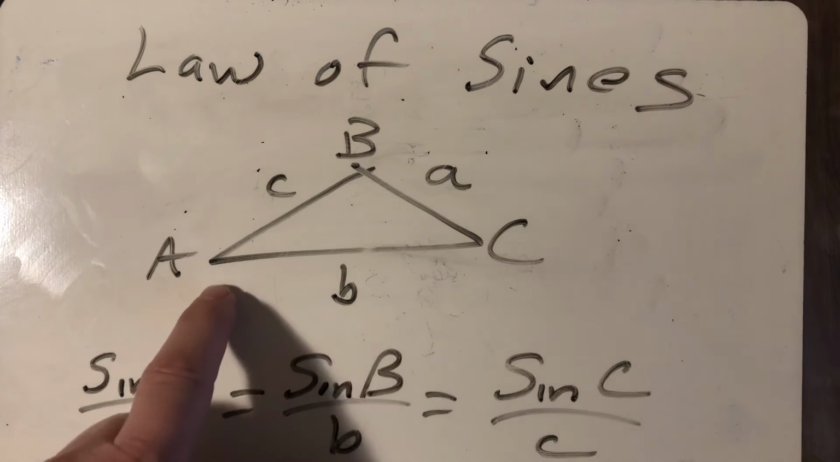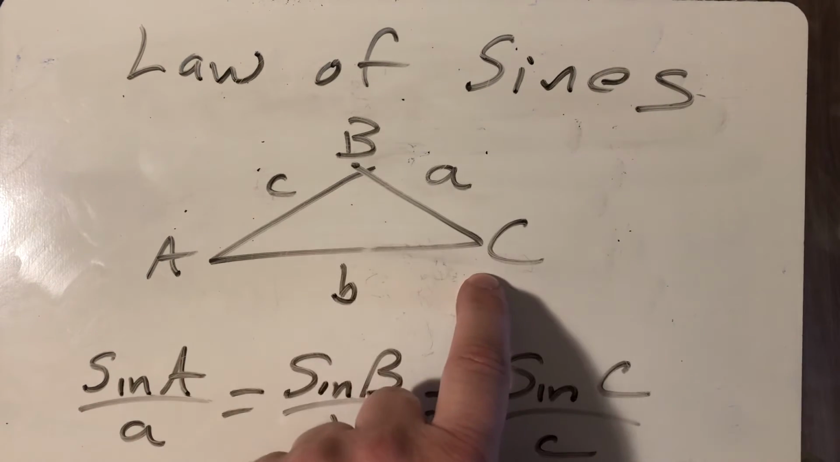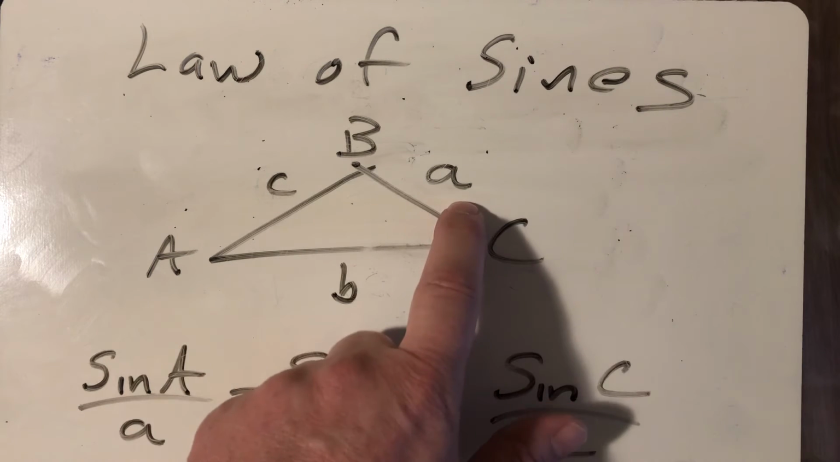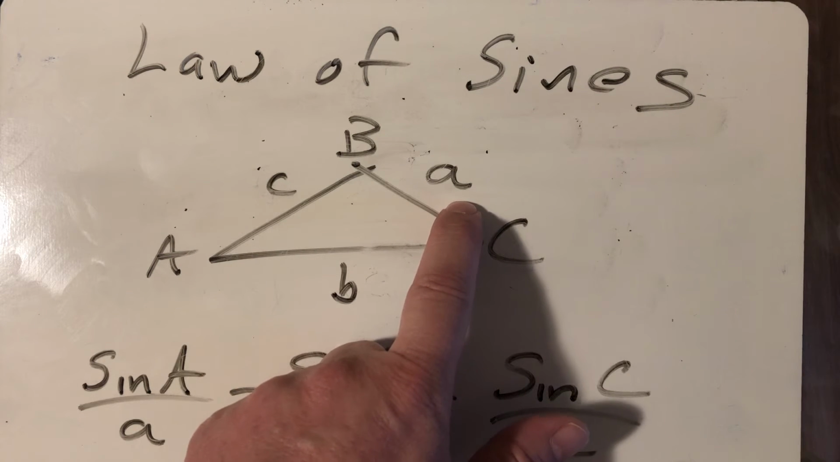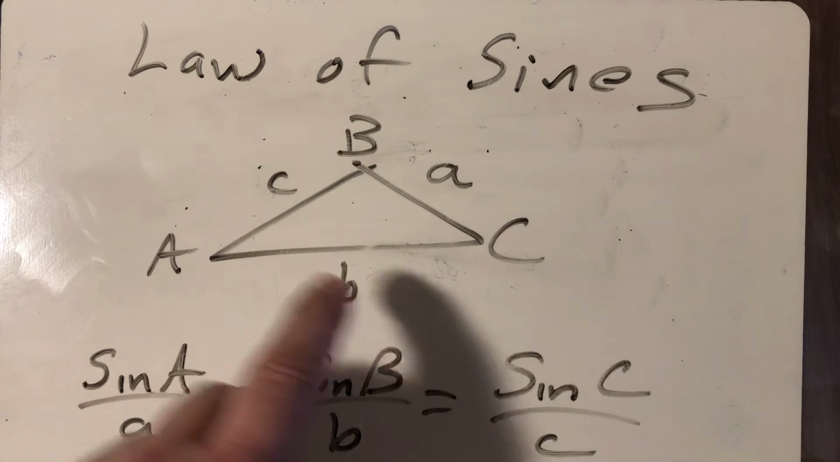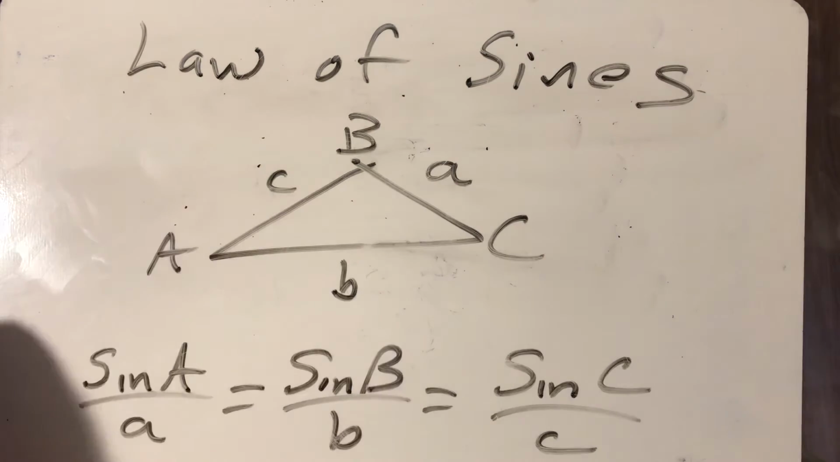So if you look at this non-right triangle, you see that I've labeled it triangle ABC, okay? The side opposite angle A, I've labeled with a lowercase a. The side opposite angle B, I've labeled with a lowercase b. And the side opposite angle C, I've labeled with a lowercase c.